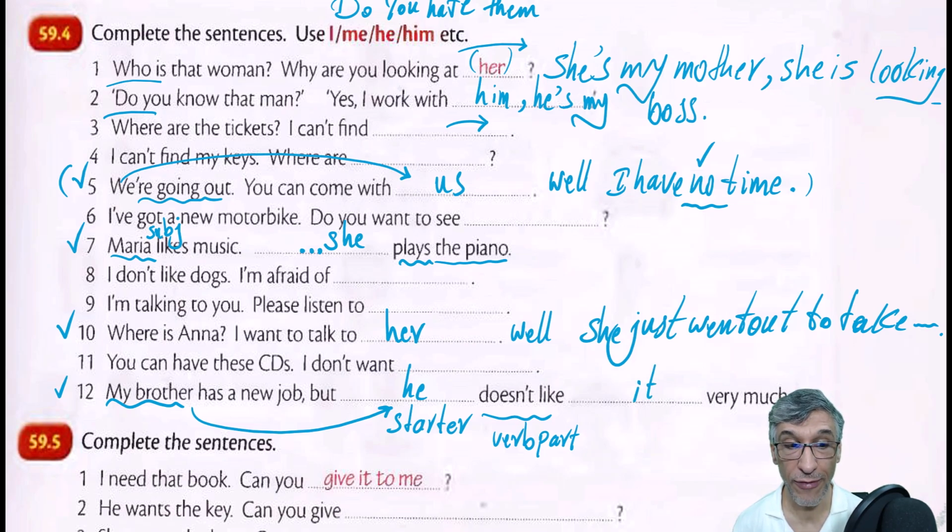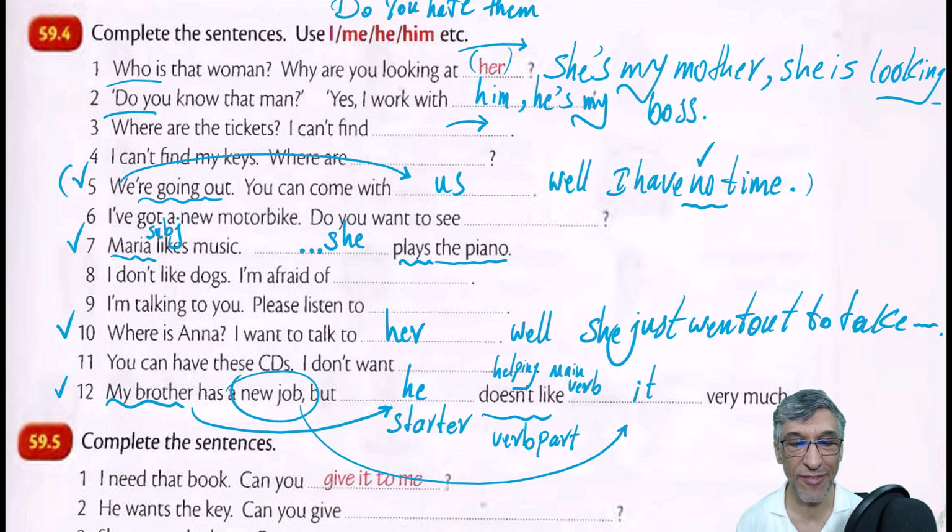Yes, the job. Of course, we're talking about the job, about the new job. The new job is going to come again here as an object. He is the subject here. Why? Again, we have the helping verb and we have the main verb. Do you remember? And we have the object again. This is very nice too. Please put it in your notebook. It is going to help you a lot.